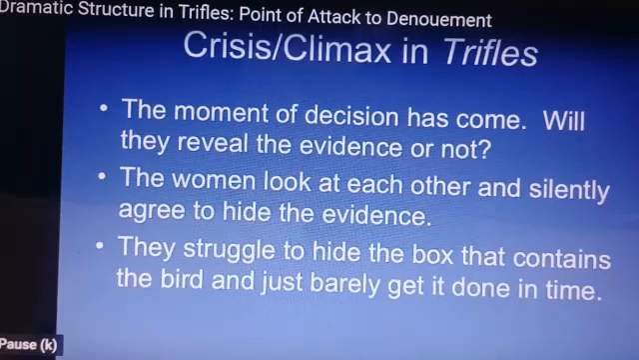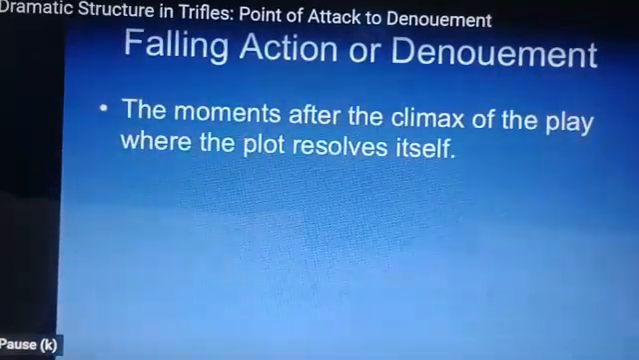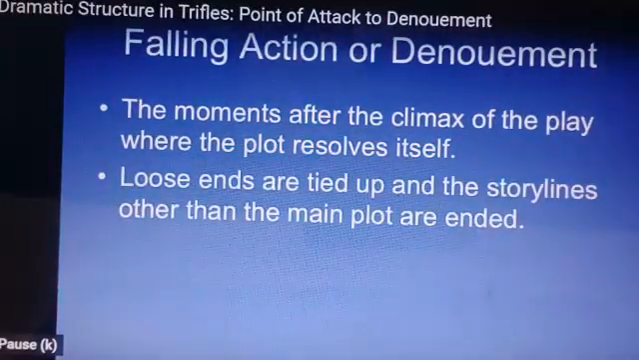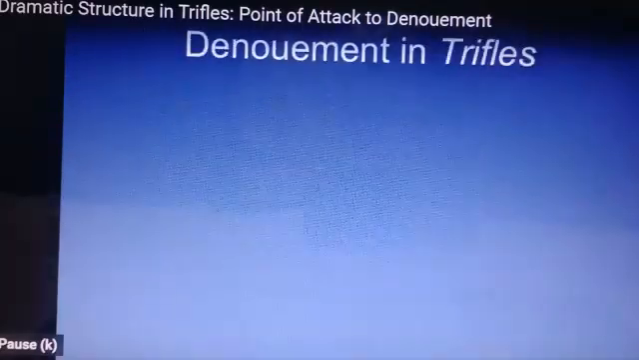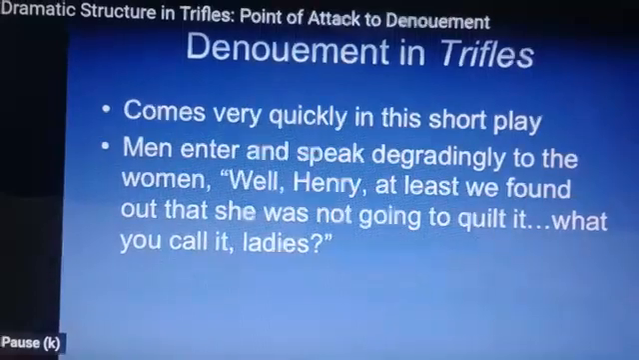After that, we have the denouement, or the falling action. This is illustrated by the moments after the climax of the play where the plot resolves itself, where loose ends are tied up, and the storylines other than the main plot are ended. In Trifles, the end comes very quickly in this short play. The men enter after the women have successfully hidden the box. They enter and speak degradingly to the women.